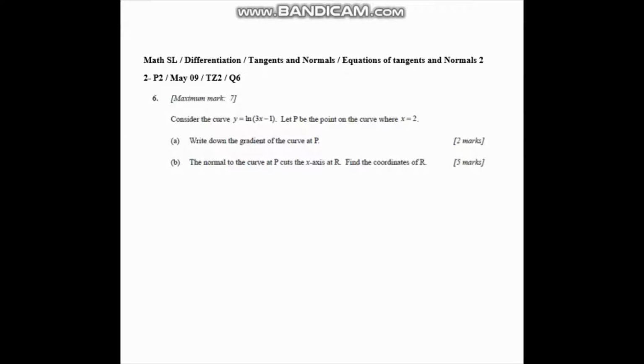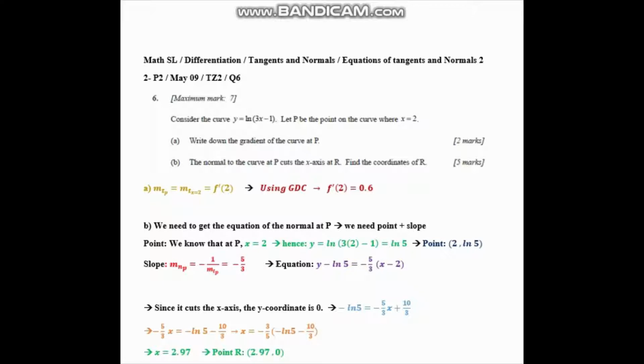So question 2 came in paper 2, May 2009, time zone 2, question 6. Kindly take a minute and attempt to solve, and the answer shall follow through shortly. So question A requires us to write down the gradient of the curve at P, and we are given the equation of the curve and the value of x at point P. So we shall use the GDC like in the previous problem.